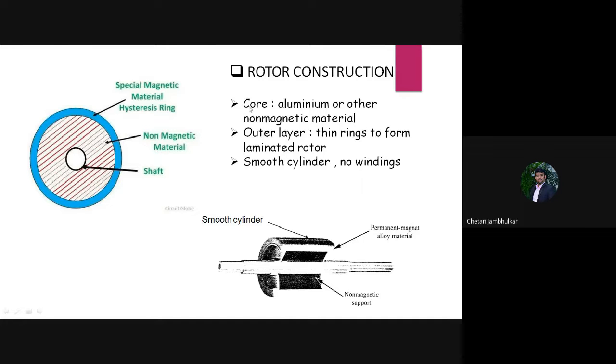In that rotor, the core used is aluminum or another non-magnetic material, and in the outer layer there is a thin ring of laminated rotor, and a smooth cylinder with no winding. So you see in the picture that this smooth cylinder is connected with the shaft.